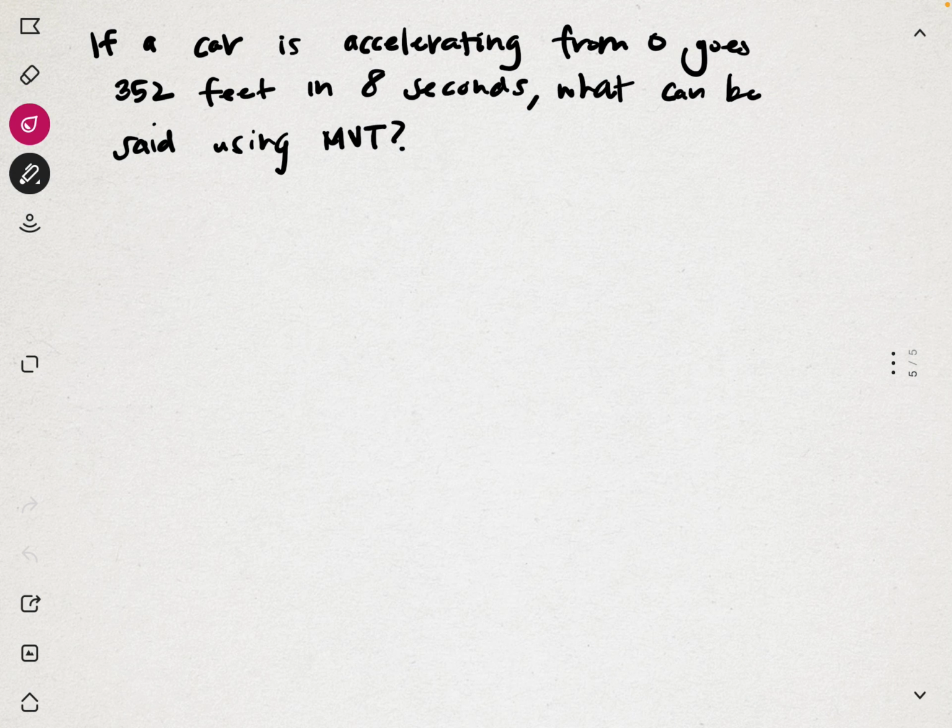Okay, and then the last one probably is the most relevant and it makes the most sense. So in this situation, we have a car, we're accelerating from 0, right? So we're at a standstill. And then we go to some point. The time is 8 seconds, right? So this takes 8 seconds. And we traveled 352 feet. So we did 352 feet in 8 seconds.